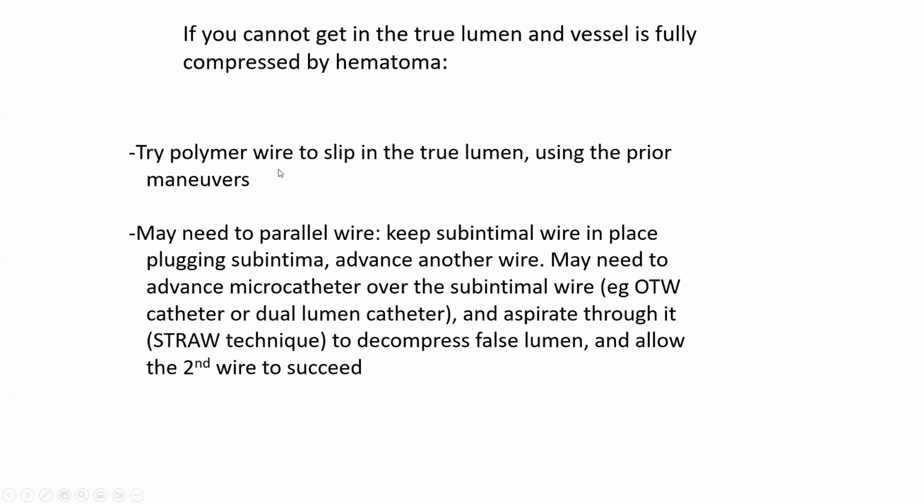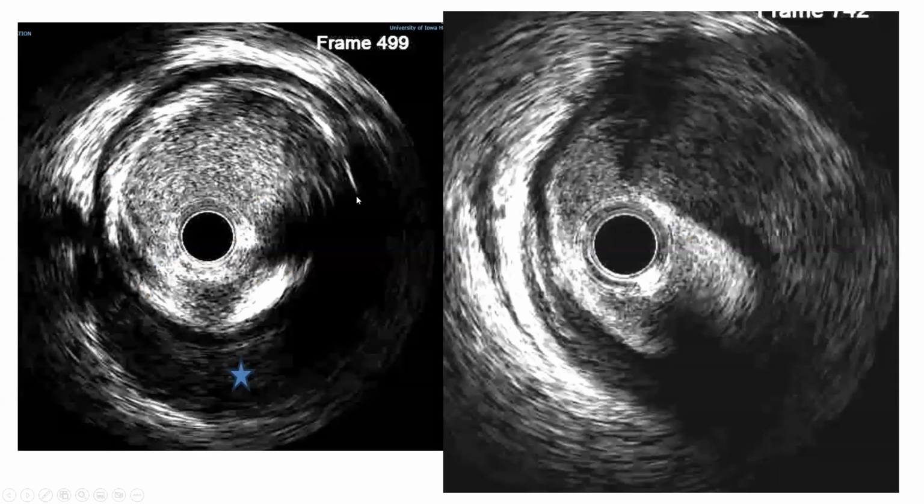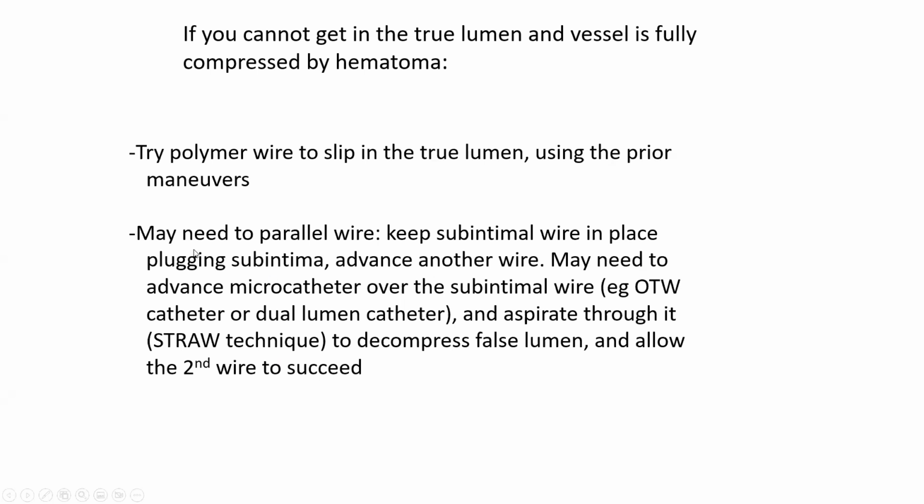So again, if you cannot get in the true lumen and the vessel is fully compressed by hematoma, you may try a polymer wire instead of a BMW wire to slip in the true lumen using the prior maneuvers. You may also need to parallel wire, meaning you keep a subintimal wire in place, plugging the subintima, and you advance another wire. You may need to advance a dual lumen microcatheter over the subintimal wire, and aspirate through it to decompress the false lumen and allow the second wire to succeed.